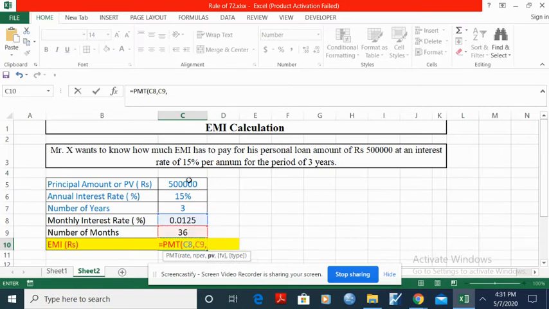PV represents present value. As on today, how much loan is sanctioned by the bank? That is 5 lakh rupees. So select 5 lakh rupees, because as on today you are receiving 5 lakh rupees from the bank. Comma, future value. Here there is no role for future value, so enter 0.